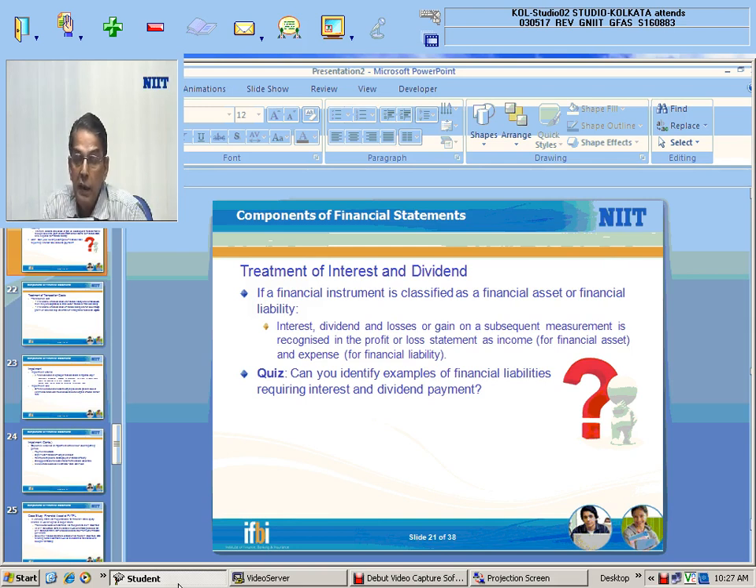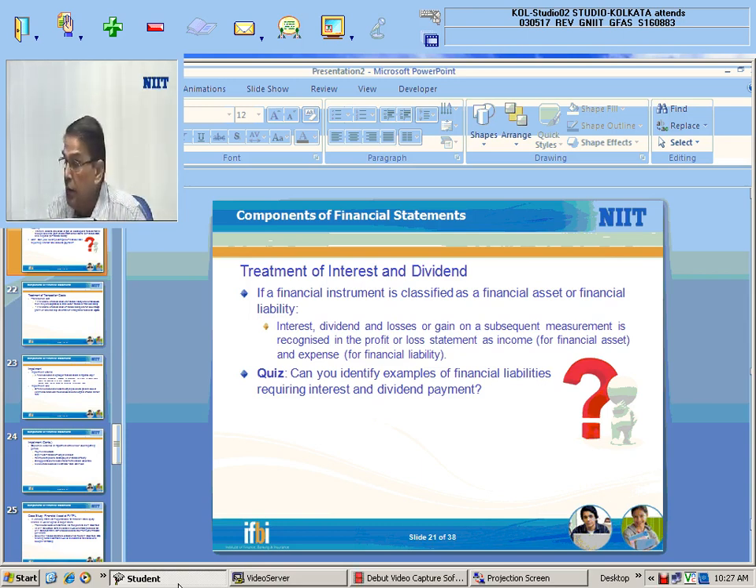Now there is a small quiz. Can you identify examples of financial liabilities requiring interest and dividend payment? Can you give me an example of financial liability requiring interest and dividend payment? Like bonds issued by an entity, debentures issued by a company, these are examples of financial liabilities requiring interest payment. If an entity has issued bonds or debentures, then they have to pay interest to the bondholder or the debenture holder as per terms or indenture of the bond or debenture. So these are the financial liabilities requiring payment of interest.